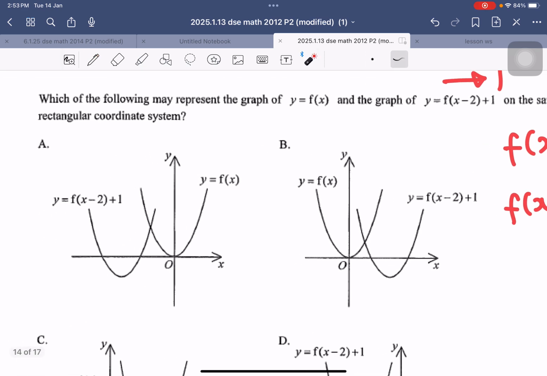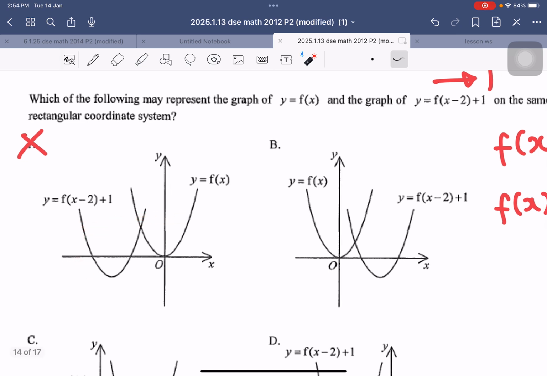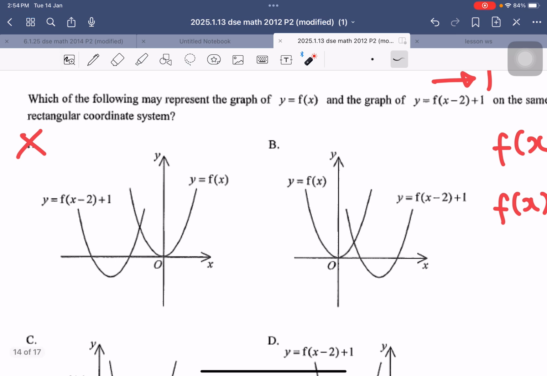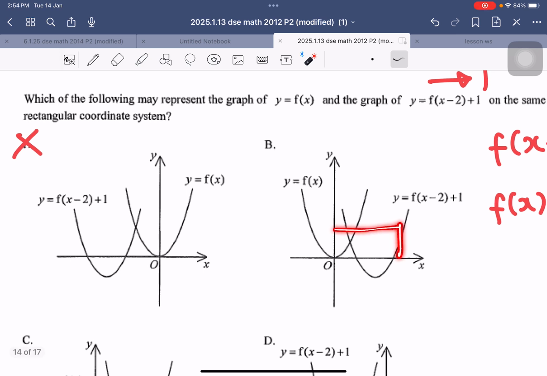Okay? So find your f(x) first. Where is your f(x) for option A? Option A is here, isn't it? The new graph should be turned to the right and then go up, but this one is not. So A is wrong. This is actually moving to the left and then moving down. Then how about graph B? It's going to the left but going down, isn't it? So B is wrong as well.